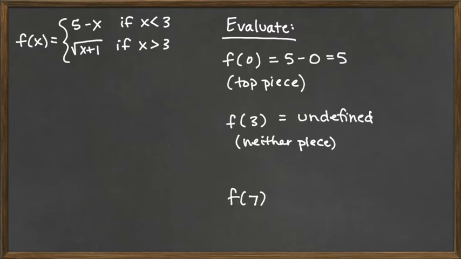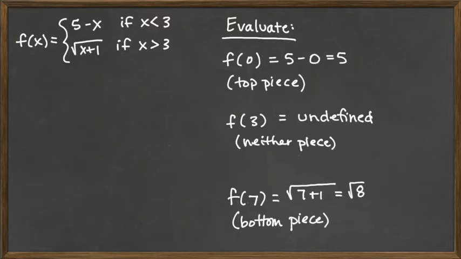So finally, looking at 7, 7 is greater than 3, so that falls in the x greater than 3 domain restriction. So this will be our bottom piece. And so when we plug it into the bottom piece, we've got the square root of 7 plus 1, so that would be the square root of 8. Now, 8 is not a perfect square, but it does have a factor that is a perfect square. And so we can clean this up by factoring this 8 as 4 times 2. Now, 4 is a perfect square, so we can pull it out of the square root by taking its square root. So the square root of 4 is 2, and then we're left with the square root of 2. So that is how you handle the simplification of that radical there.